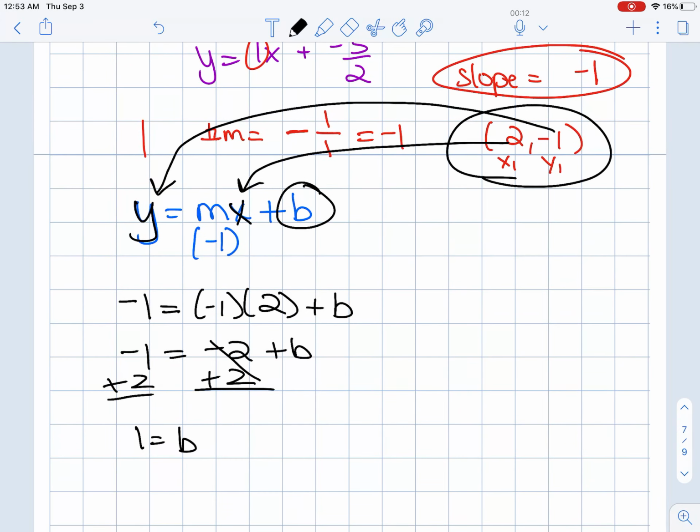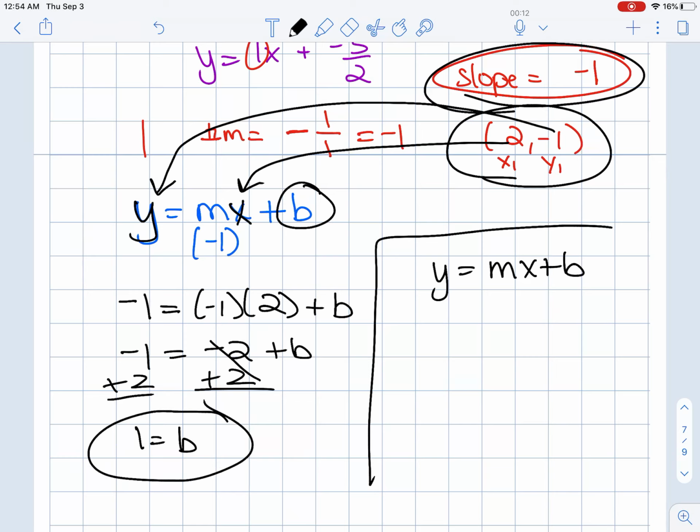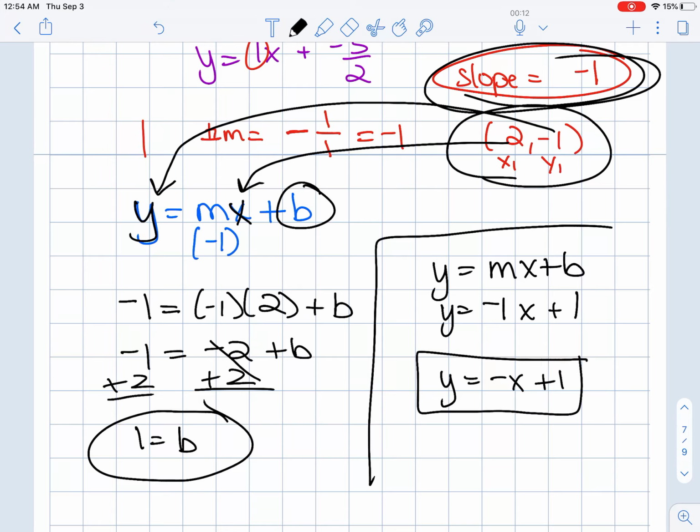So if we're plugging it into slope-intercept form, we know m is negative 1 and b is positive 1, which I can simplify. y equals negative 1x is really just negative x plus 1.